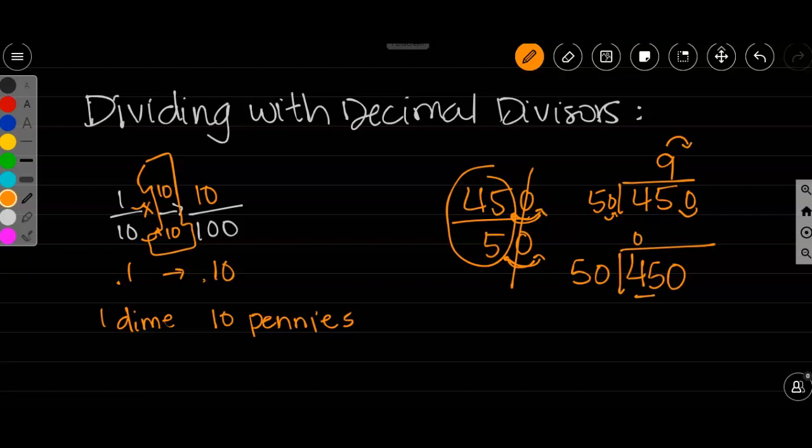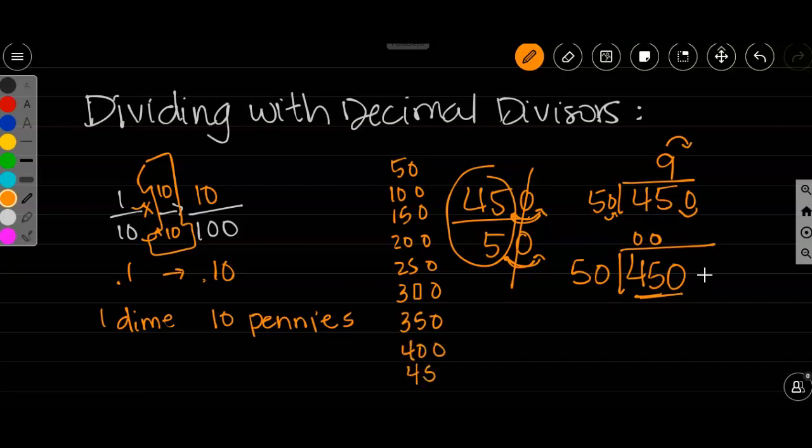You write a 0. If we have 45, can we make a group of 50? No, we don't have enough. So that's 0, right? Okay, so if we have 450, can we make groups of 50? Absolutely. So let's start counting. We have 5, 10, 15, 20, 25, 30, 35, 40, 45. Oh, here we go.